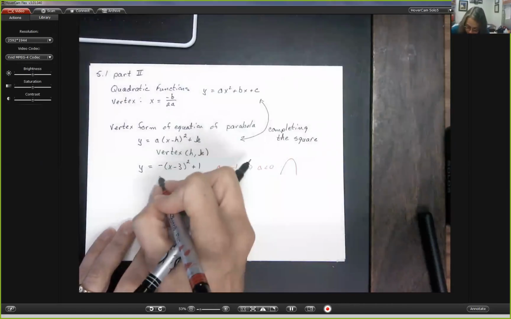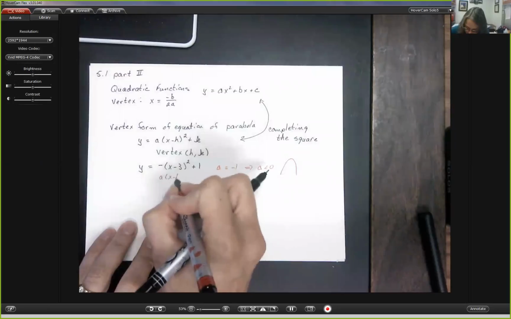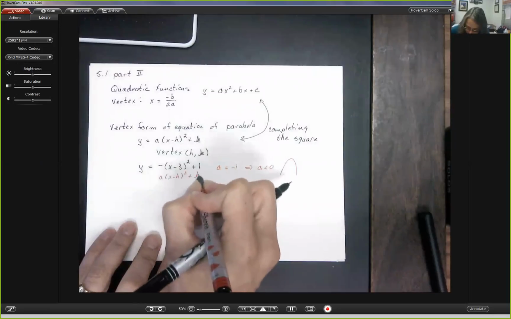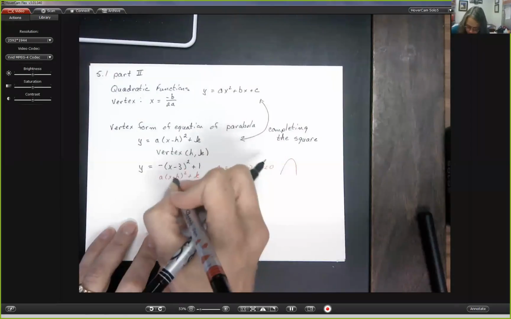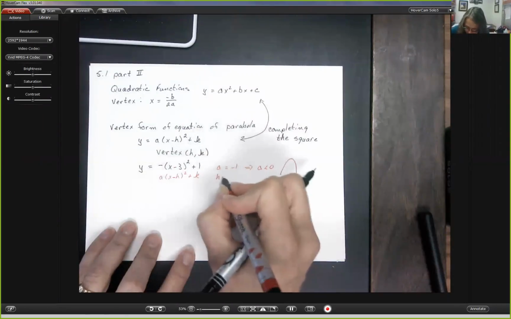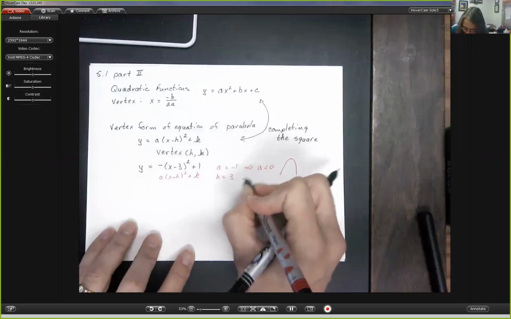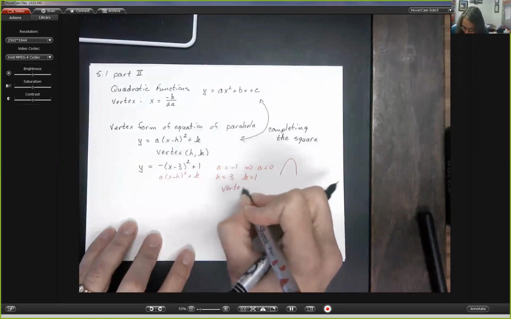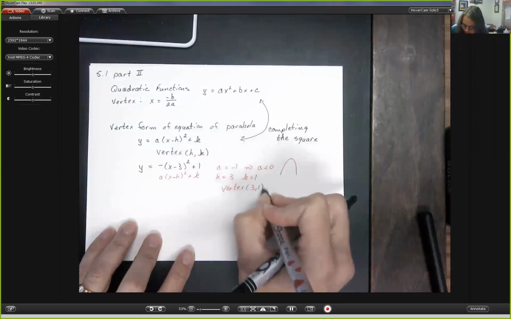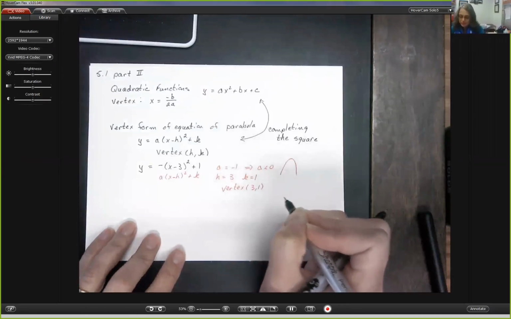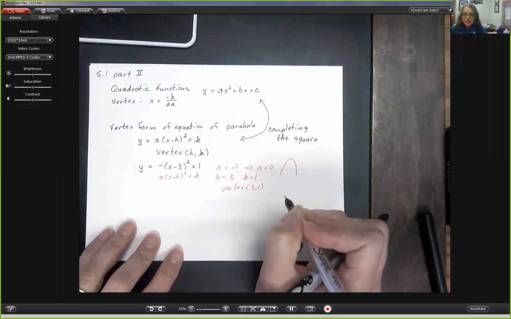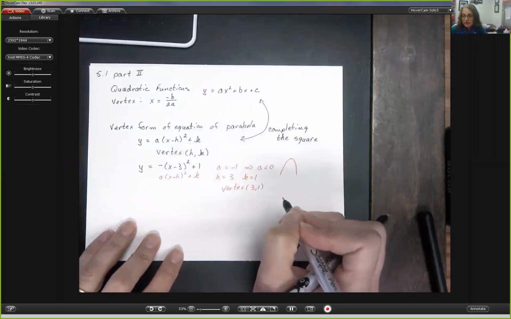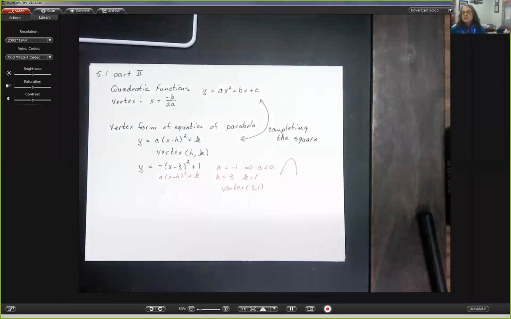If we compare this to my vertex form, we can see that h is 3 and k is 1. So the vertex is at 3, 1. We find the x and y intercepts as usual, by plugging in 0.